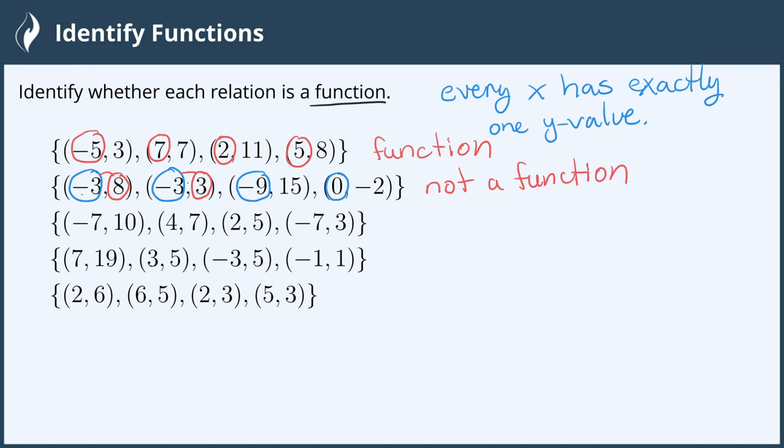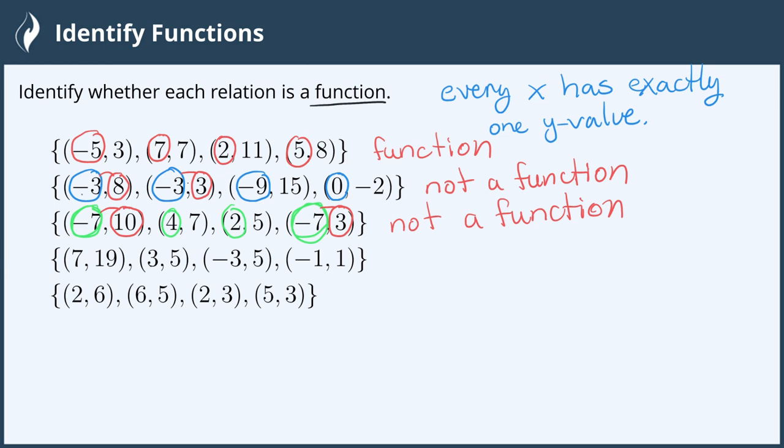Our third example, let's go ahead and circle all the x values again just to identify them and see if we have any duplicates. I see that we have a -7 at the first ordered pair and at the last ordered pair. And then we can look at the y values. The first -7 has a 10 and the last -7 has a 3. So this again violates the rule of every x having exactly one y value because the -7 has two different y values, 10 and 3. So we will define this one as not a function as well.